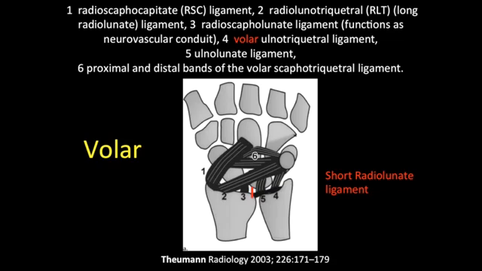Between the radioscapholunate ligament and the ulnolunate ligament, we may see a ligament extending from the medial volar aspect of the radius into the lunate, and this is known as the short radiolunate ligament. Finally, along the far volar margin, we may catch portions of the volar distal radioulnar ligament.